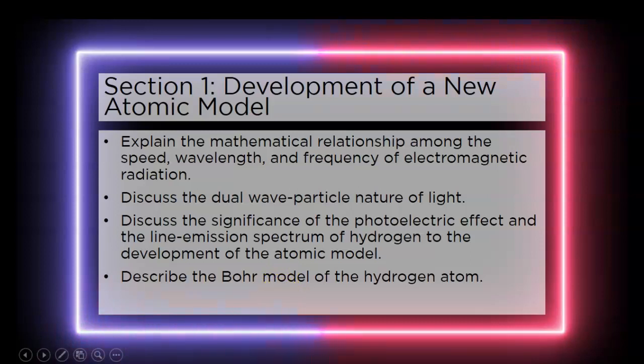So in this first section, we're going to be looking at the atomic model, but first we have to talk a little bit about light to be able to understand it. So a little math at the beginning here, doing some relationships between speed, frequency, and wavelength. We're going to talk about how light is both a wave and a particle, and look at the photoelectric effect, which is actually what Einstein won a Nobel Prize for. And then we'll finally develop the Bohr model, which is a step further than we were with Rutherford's model.